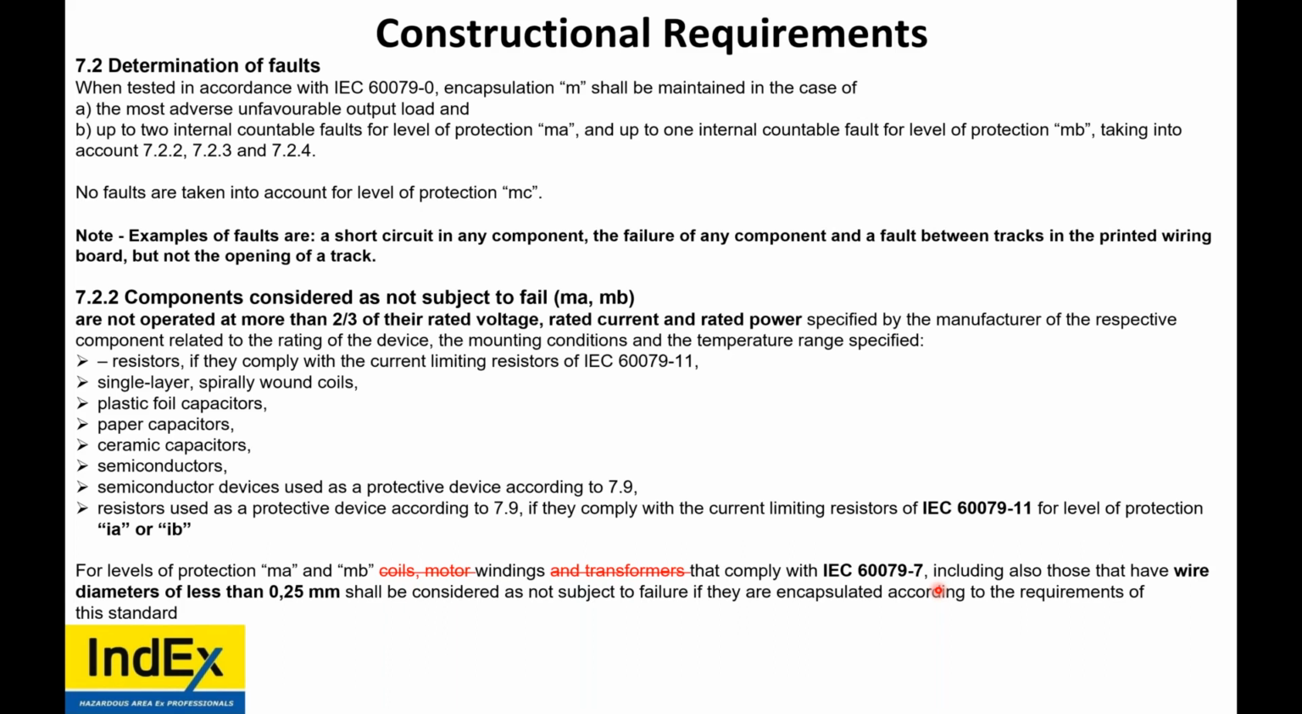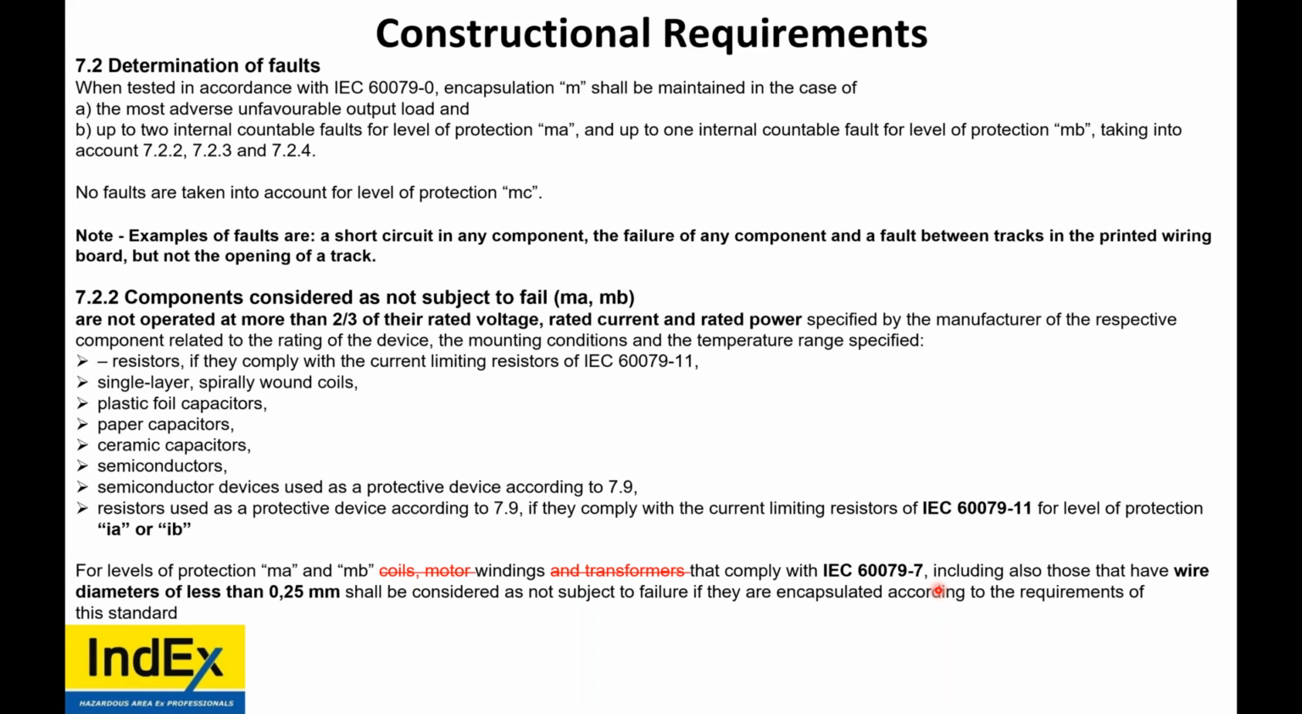But really, how many faults do we want? No faults. We should not say, oh, 1 fault's okay, don't worry about it. No, it's faults during unperceived operations of a device, not a fault due to installation from the very beginning. Install it correctly the first time. Now, examples of faults are a short circuit in any compound, the failure of a component, or faults between tracks in the printed wiring. So basically, on a circuit board, if you have continuity between different lines.